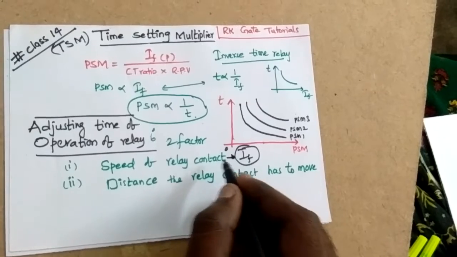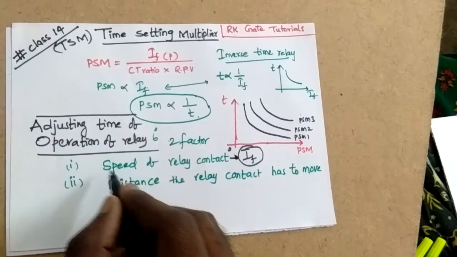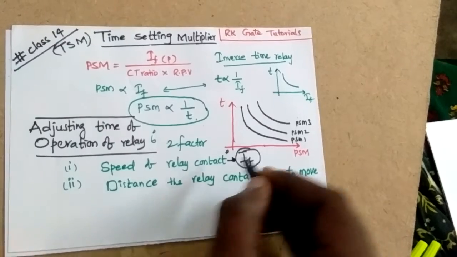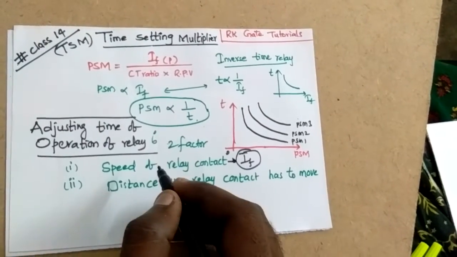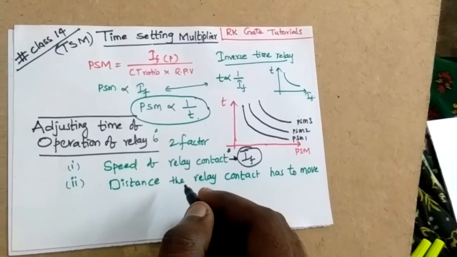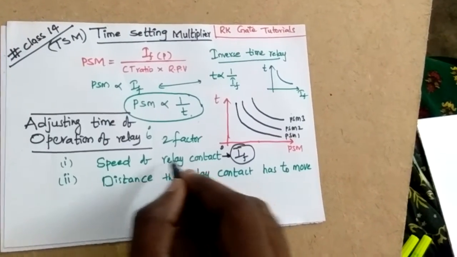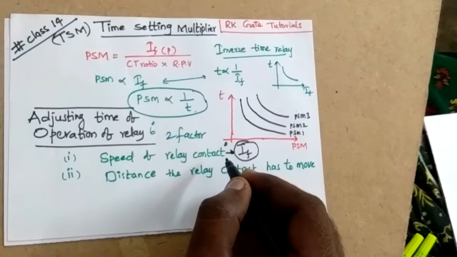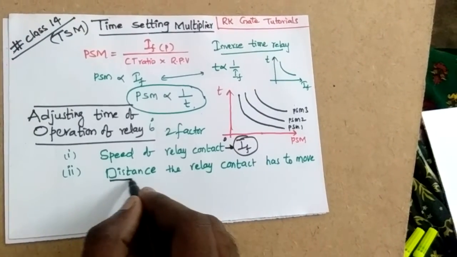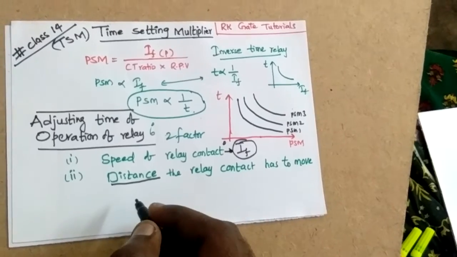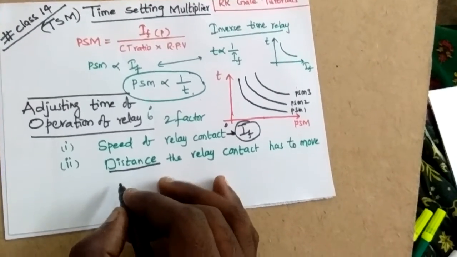So how severe the fault is, that is decided by the speed of the relay contact. If the fault current is more, then the speed of the relay contact is more. We can do nothing with this. Now we have only one thing to decide, that is the distance. We can set this. So let us observe a cup type relay.